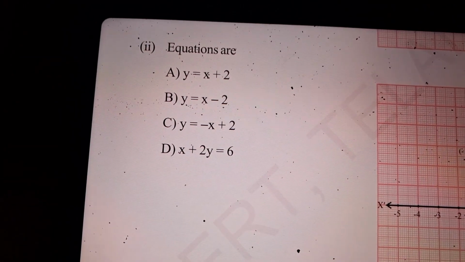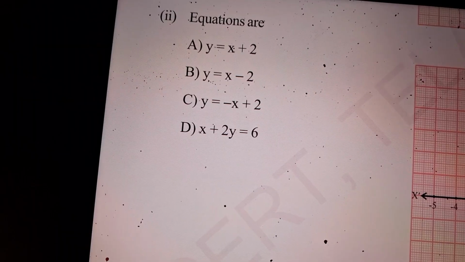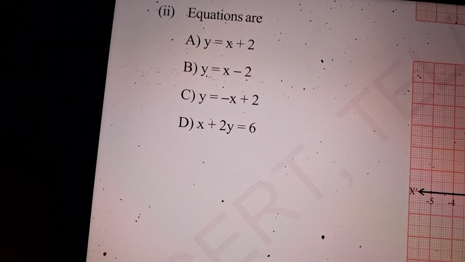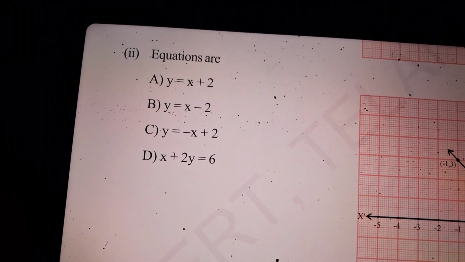So for this also you have got 4 equations. y is equal to x plus 2, y is equal to x minus 2, y is equal to minus x plus 2, and x plus 2y is equal to 6. So let us solve this one by one. First, part A: y is equal to x plus 2.